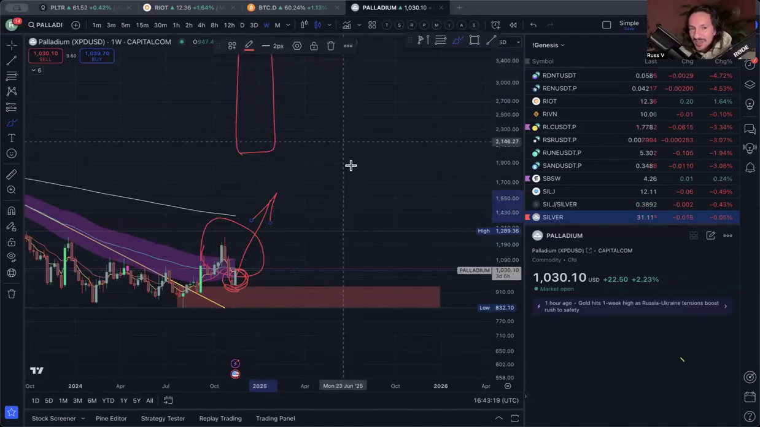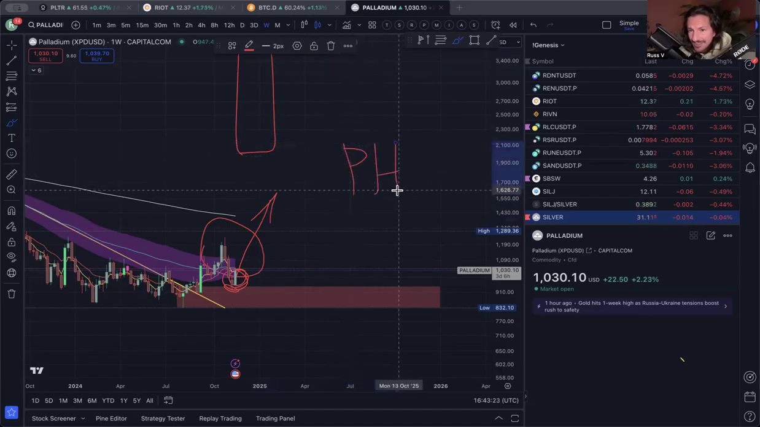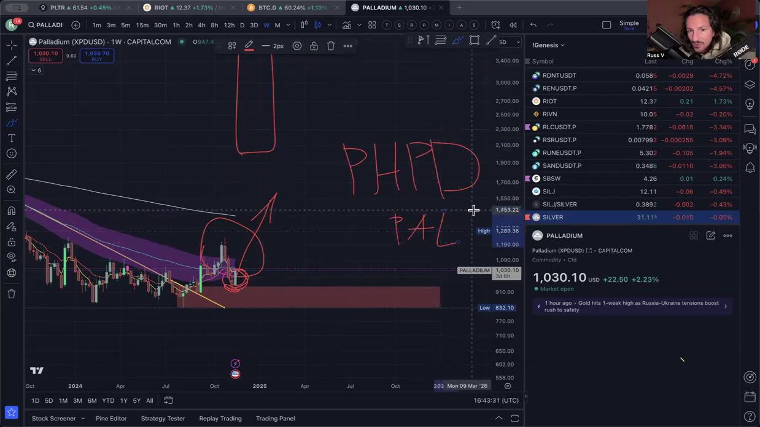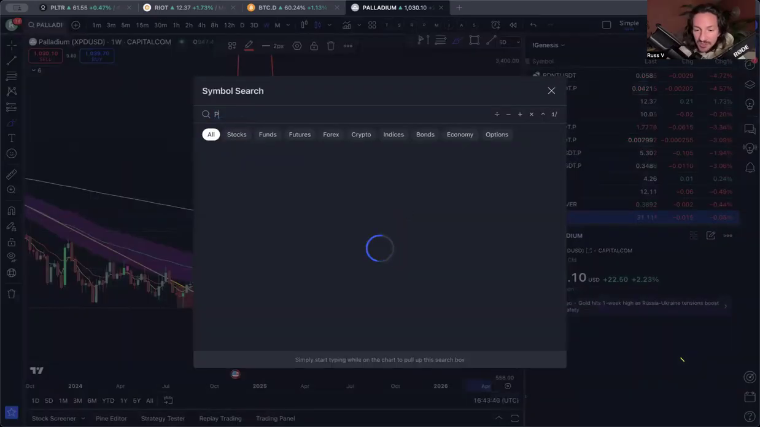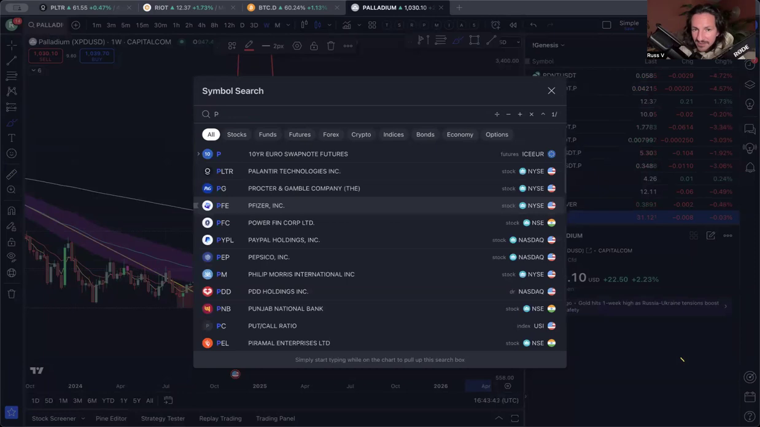So there are two ways to get allocated. I prefer at this level, I just don't think that there is much more room to go down. I prefer PHPD or PAL as an ETF, but you also want to use the same strategy as we use in silver. So you also might want to be in one of those two producers. Either we speak of PGM.